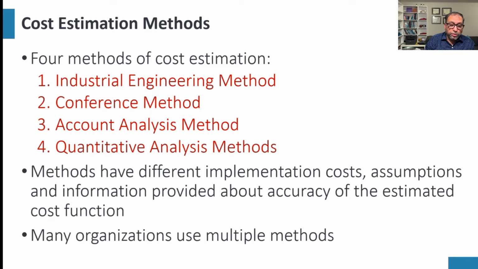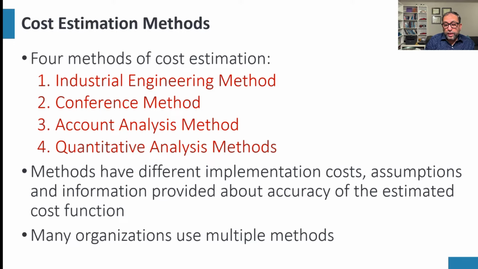The first one is the industrial engineering method. It's a very technical method based on engineering skills as well as mathematical calculations. Then we have the conference method, which means that we sit together, like a conference between different department experts, and then they allocate the cost between different departments and different products. Then the account analysis method, where we focus only on the numbers we are generating from our accounting books. We will discuss all four methods in a little more detail.